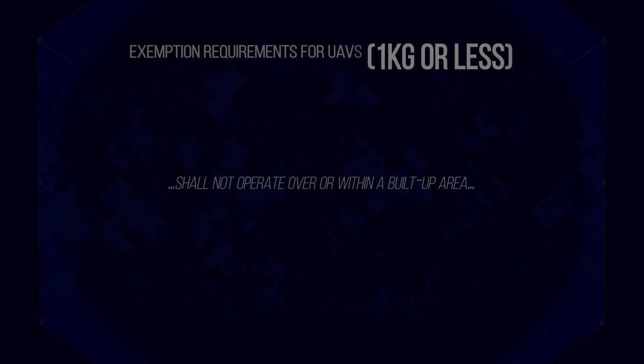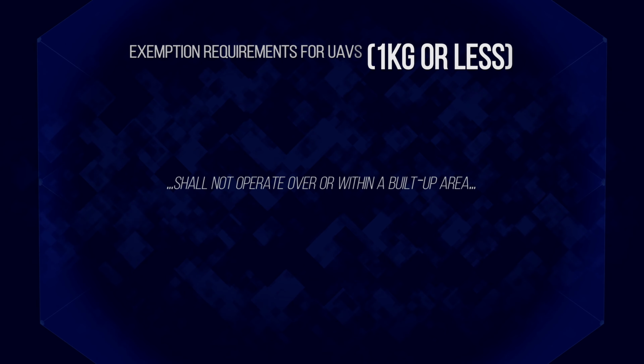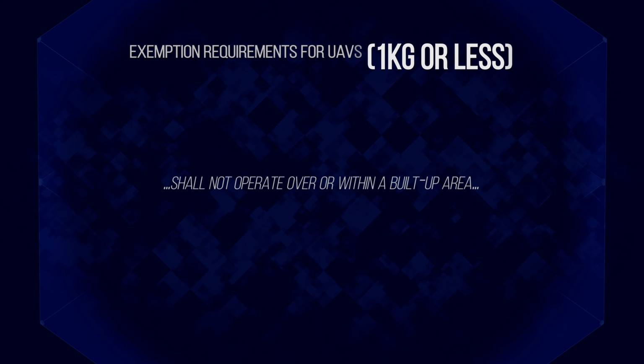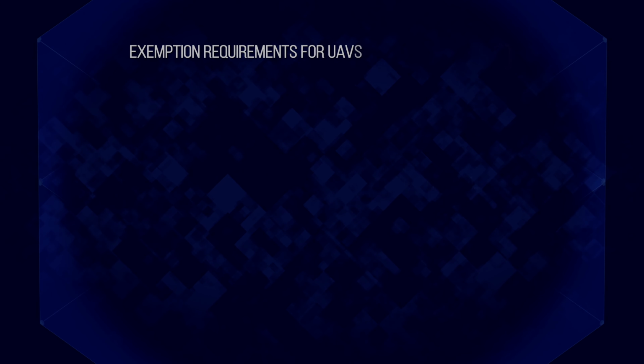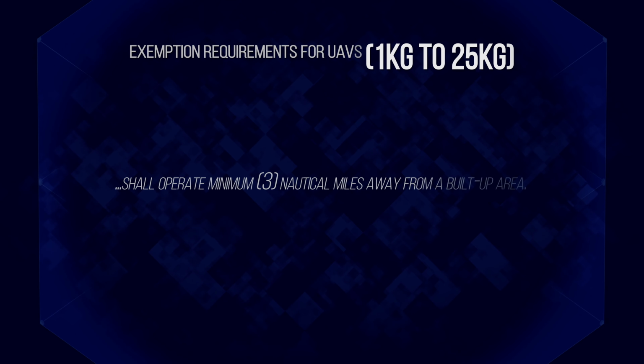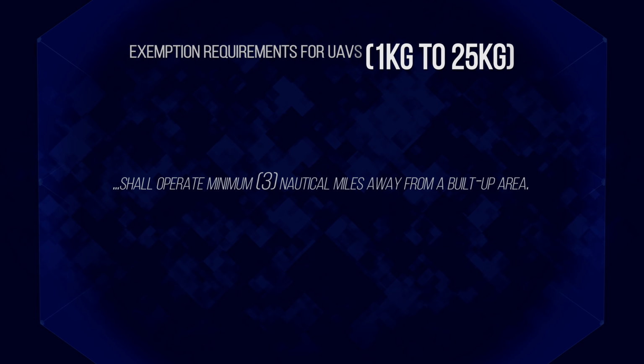Keep in mind, we're still only talking about UAVs under 1 kilogram. While the first exemption simply states not operating in the built-up area, the second exemption for UAVs from 1 kilogram to 25 kilograms states minimum 3 nautical miles away from a built-up area. Wow, that is a much bigger area. It really limits my ability to fly. So maybe I really have to go camping deep in the woods to get my aerial shots.